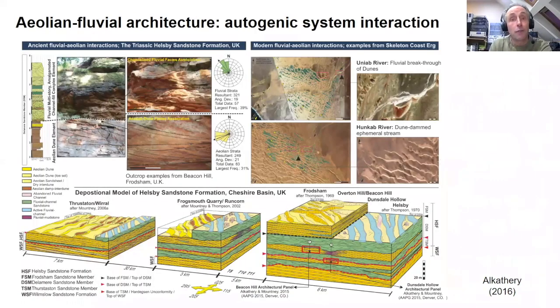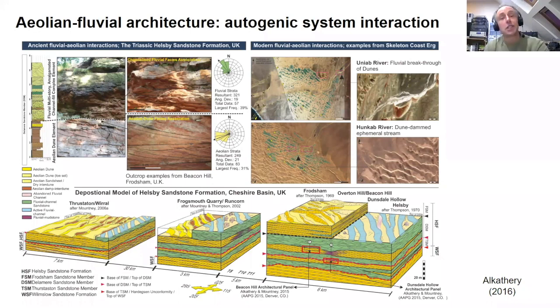So the photos in the top, or the aerial photos or satellite images in the top right, are examples from the Skeleton Coast in Namibia. The lower diagrams are examples of outcrop data, again from the Triassic of here in the UK, the Sherwood Sandstone Group, the Helsby Sandstone. And this is from another friend of mine, Mahmoud Al-Kathiri. Mahmoud did his research degree at Leeds a few years ago.